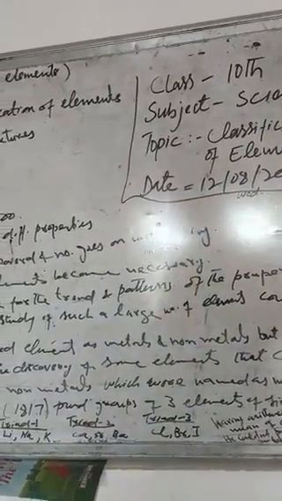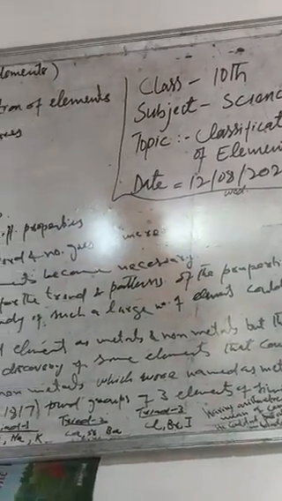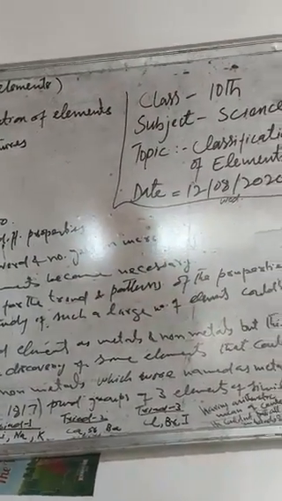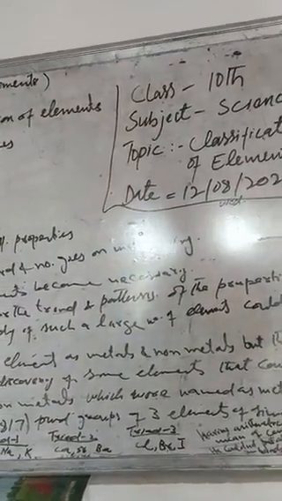So we know that atoms of only one type form what is known as elements. The elements are the basic units of all types of matter.